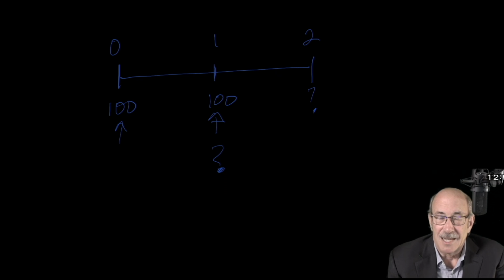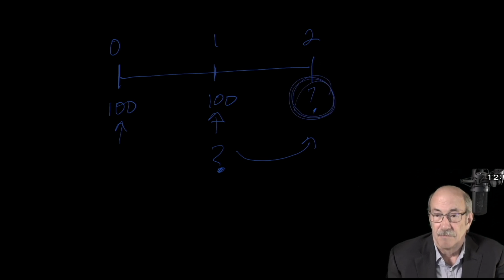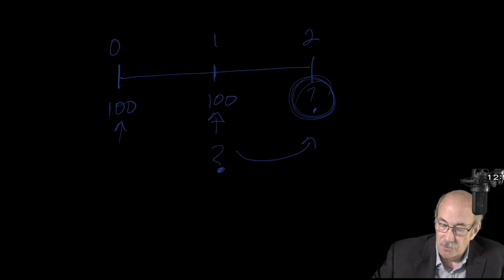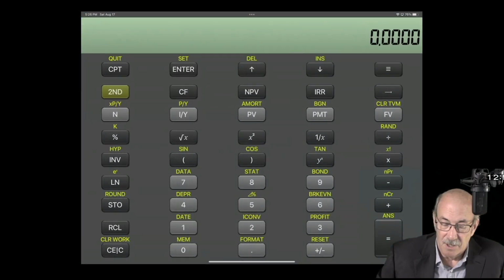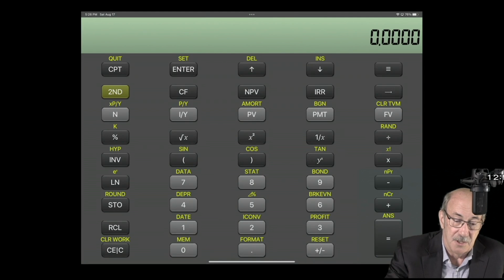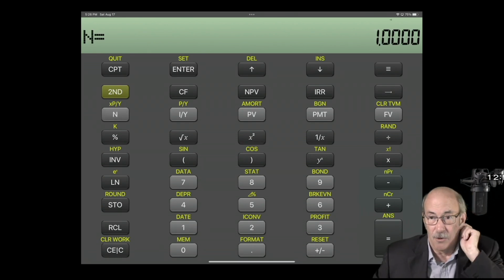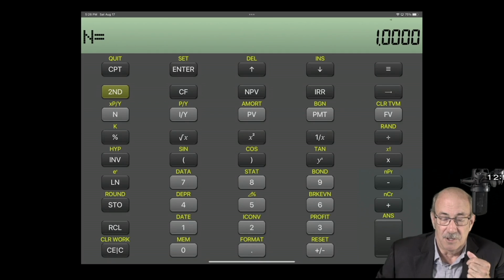And then I'm going to take that value and move it 1 more year out into the future to answer our ultimate question here. What is the value in 2 years? And we're looking for 224.64. When we get that, we know we'll have the right answer. All right, so let me clear our registers and clear our work. So we're going to start off with 1 year. I'm only going out 1 year for this first calculation.